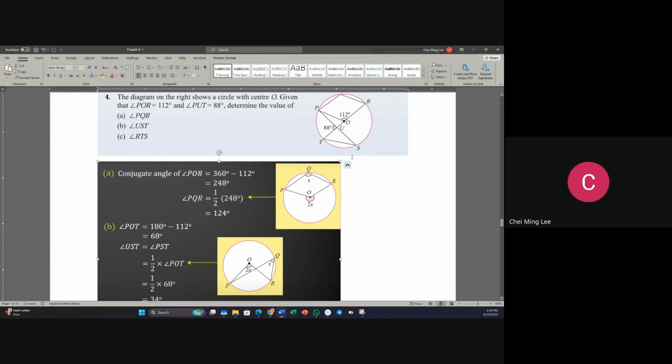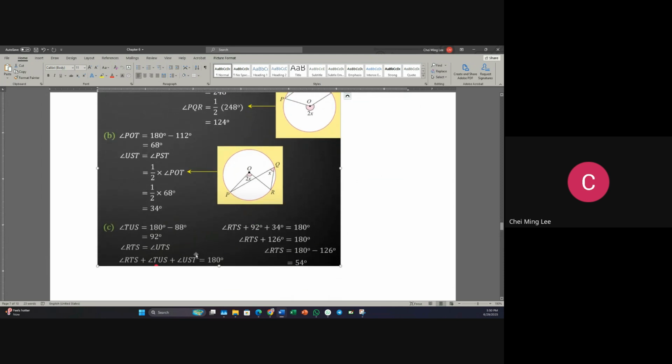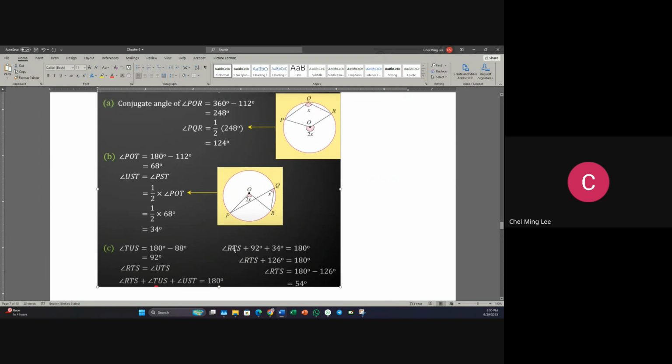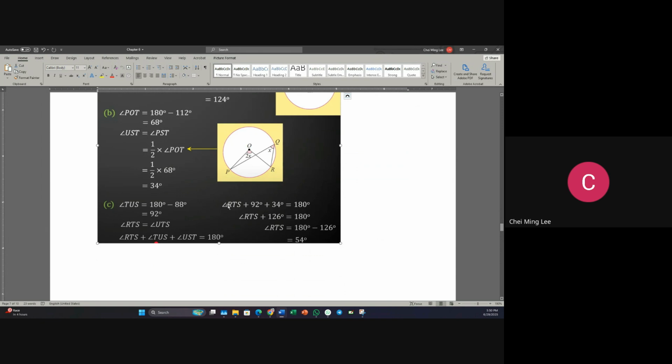RTS is equal to UTS, and at the same time we use the formula of this one added together, where you get 92. This one is 92. This one is just now we calculated, 34. Plus RTS equals to 180 because it's a triangle. So these two move here, so you get RTS equals to 54. Then 88 minus 34, it's the same thing actually. You are using the outer angle minus the inner one. I mean the opposite angle should be okay.